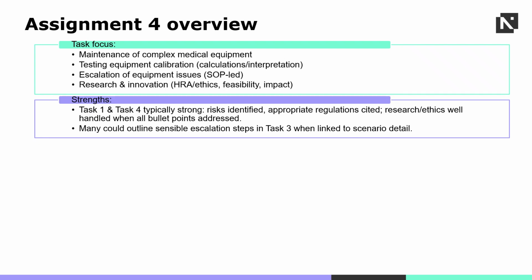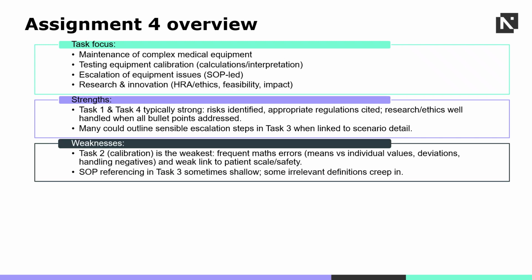Strengths: task 1 and task 4 are typically strong. Learners identify risks to staff and patients, cite the right regulation, and when they work through all bullet points, handle research ethics well. In task 3, many outlined sensible escalation steps anchored to the scenario. Task 2, calibration, is the weakest. We see calculation errors, using individual values instead of the mean, incorrect deviation handling, including negatives, and thin links to patient scale or safety. In task 3, SOP referencing can be shallow or replaced by generic definitions.